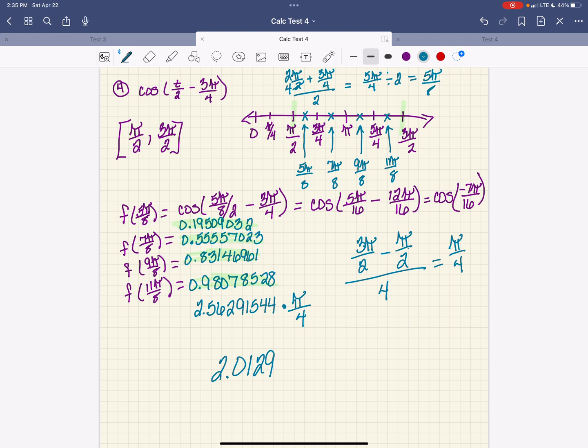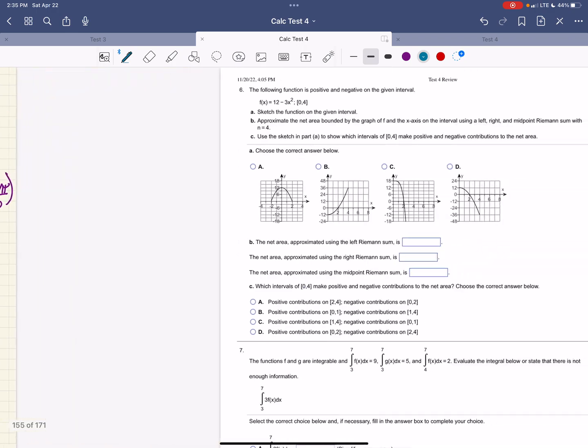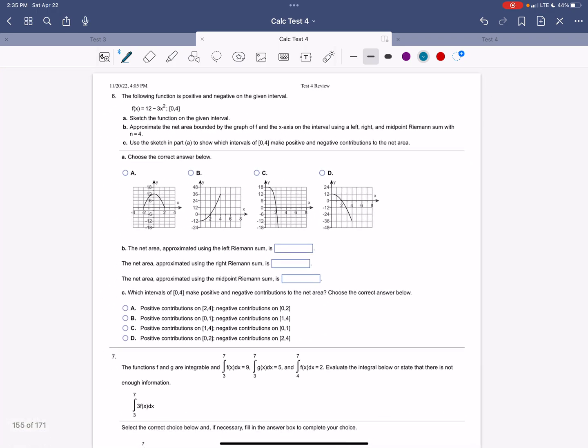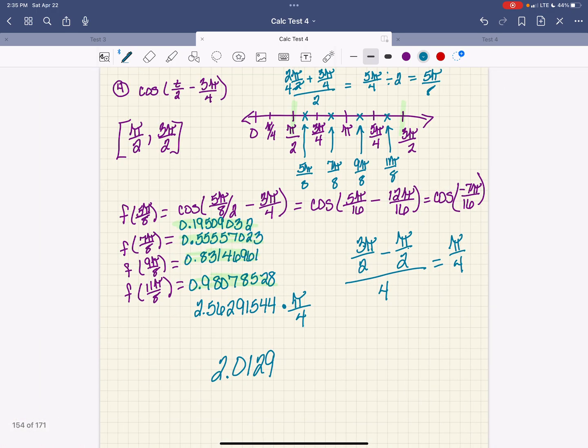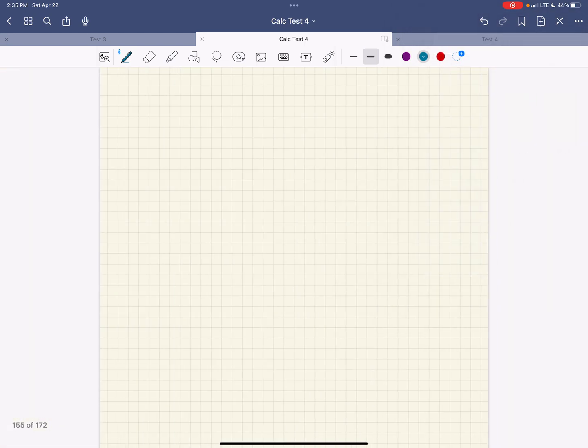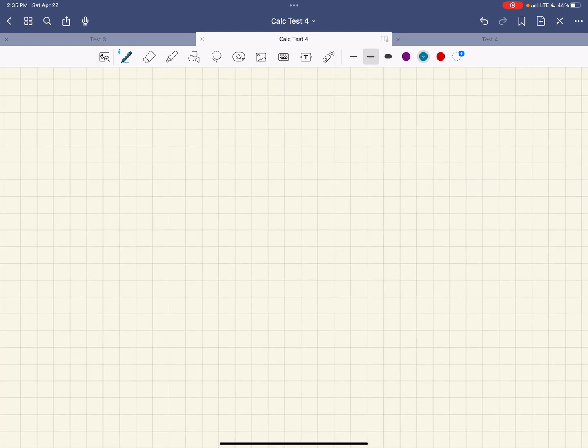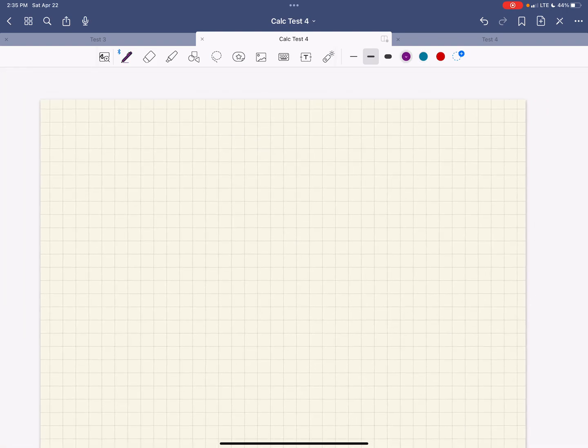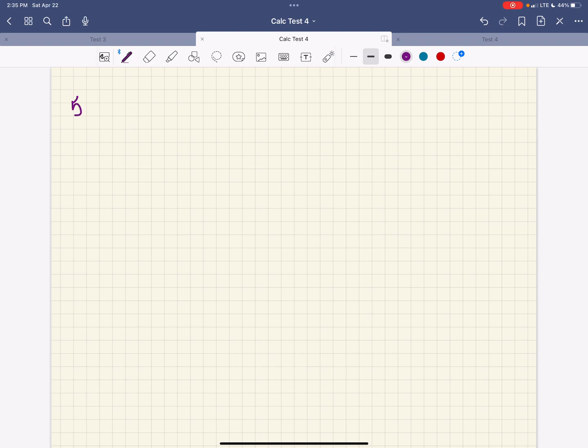Okay. Now, the next one I'm going to do is from homework 5.7, I think. Yes, homework 5.7. And this is a great one. So this is homework 5.7, number 49. This is a very, very good one to look at.